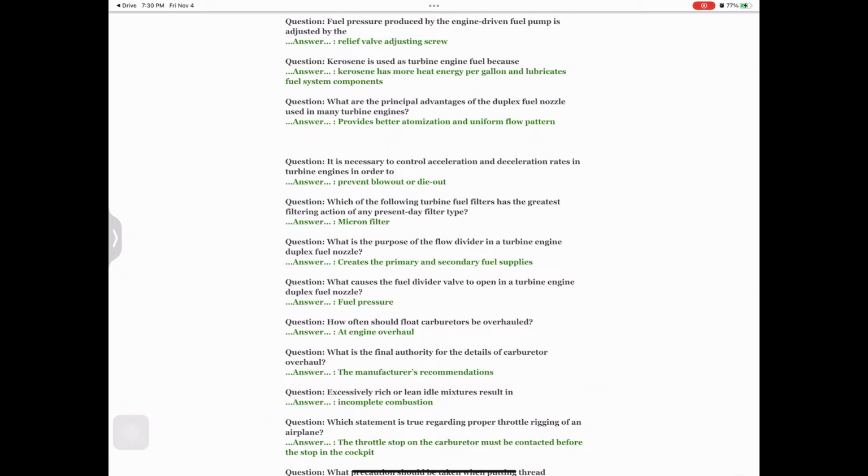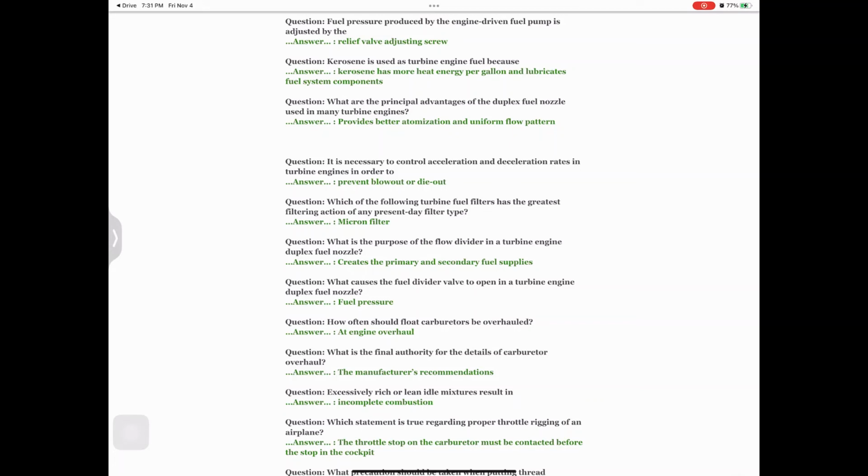Question. What are the principal advantages of the duplex fuel nozzle used in many turbine engines? Answer. Provides better atomization and uniform flow pattern. Question. It is necessary to control acceleration and deceleration rates in turbine engines in order to answer. Prevent blowout or die out. Question. Which of the following turbine fuel filters has the greatest filtering action of any present-day filter type? Answer. Micron filter. Question. What is the purpose of the flow divider in a turbine engine duplex fuel nozzle? Answer. Creates the primary and secondary fuel supplies.